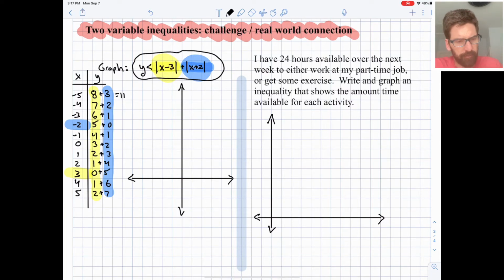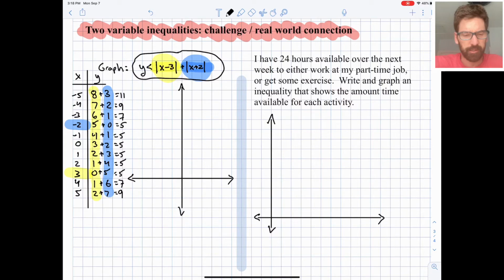So we have an 11, 9, 6 plus 1 is 7, 5. And then something really interesting happens. We just have a whole string of 5s. And that's because the yellow pattern is continuing to decrease and the blue pattern is increasing at the same rate. And so those cancel out and keep us just at that 5 level for a while until they are both increasing, and then the sum starts increasing as well.